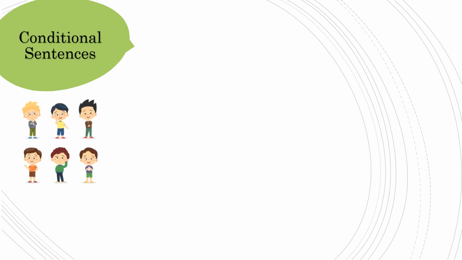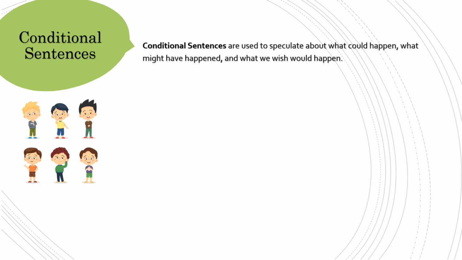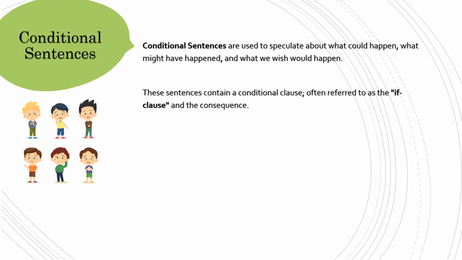Conditional sentences. Conditional sentences are used to speculate about what could happen, what might have happened, and what we wish would happen. These sentences contain a conditional clause, often referred to as the if clause, and the consequence.